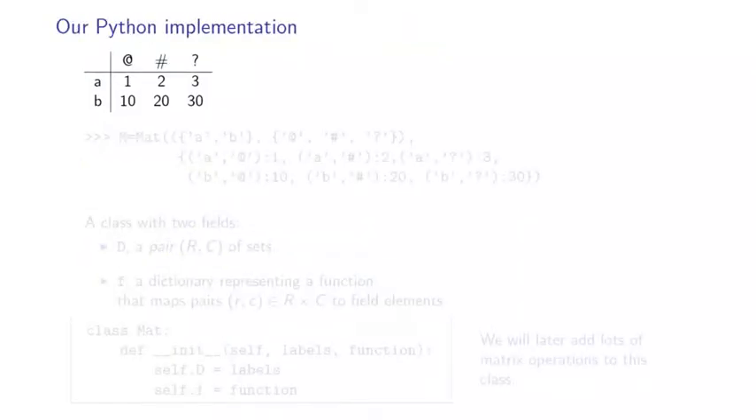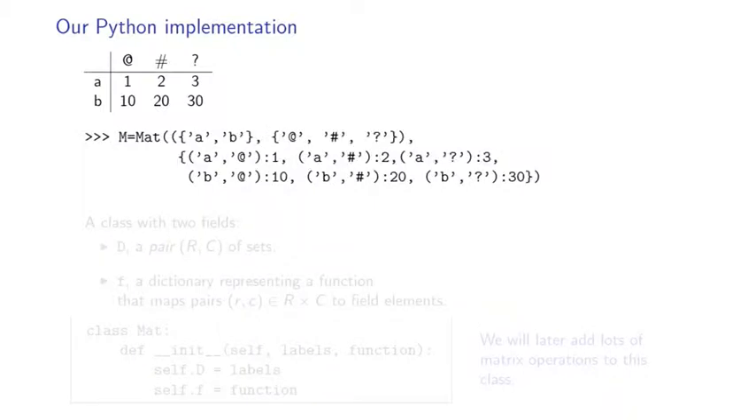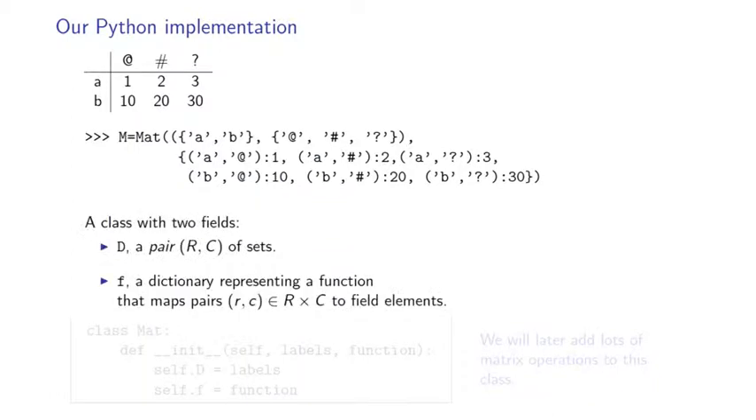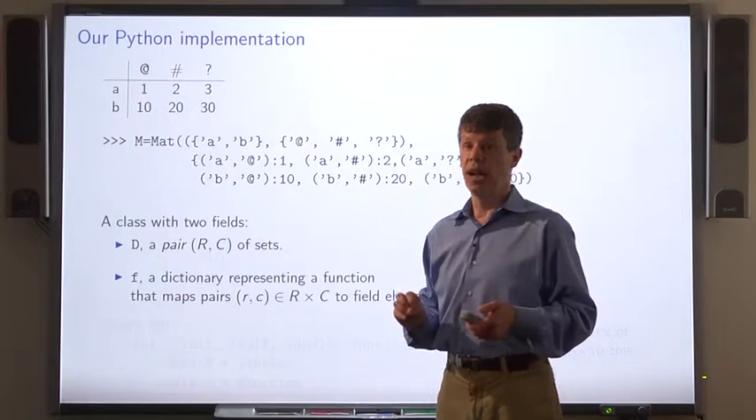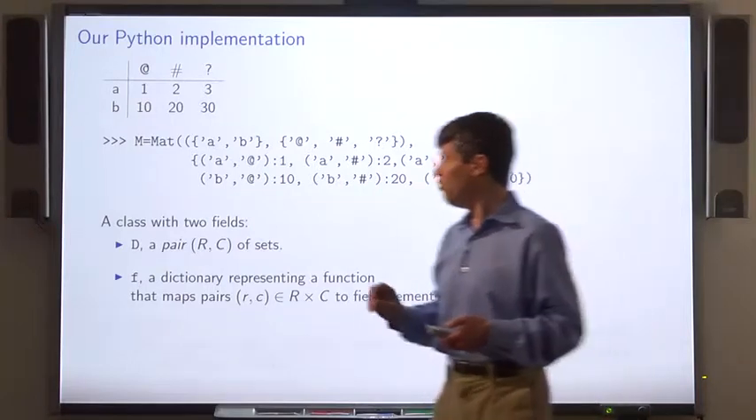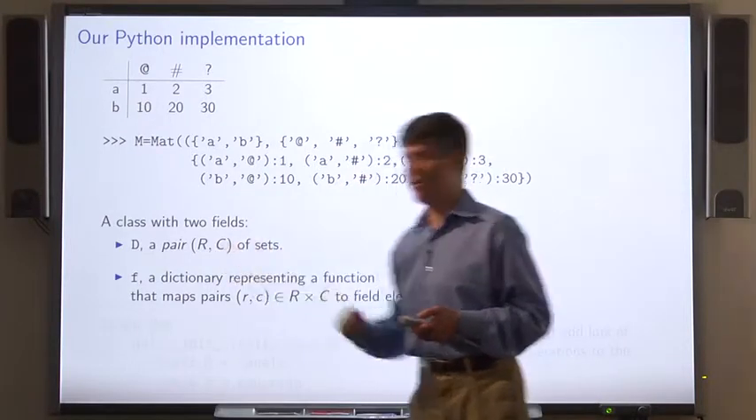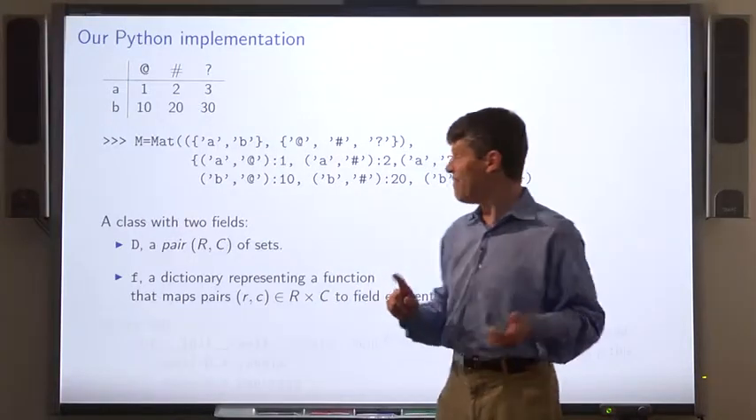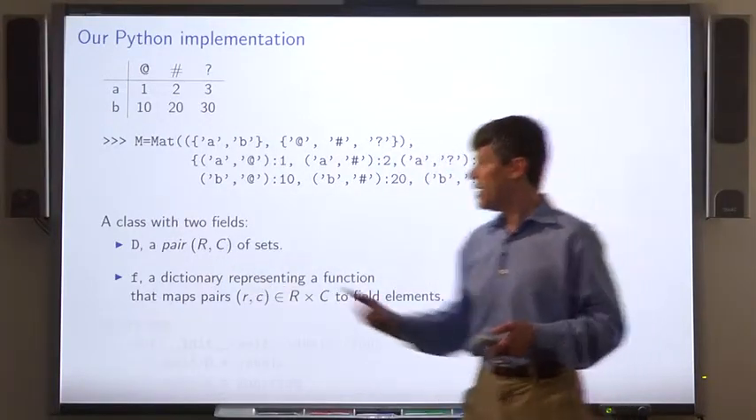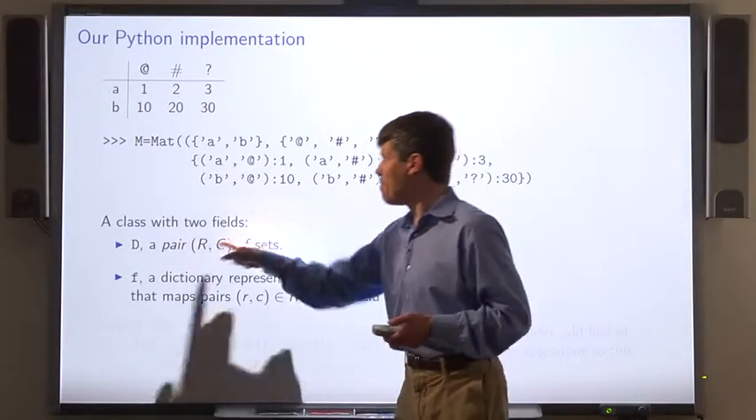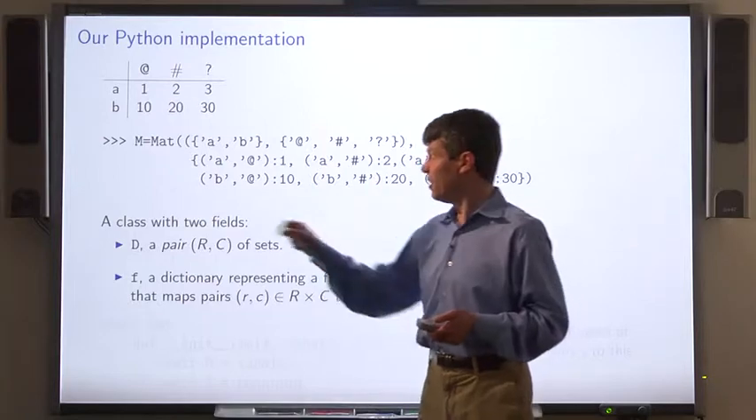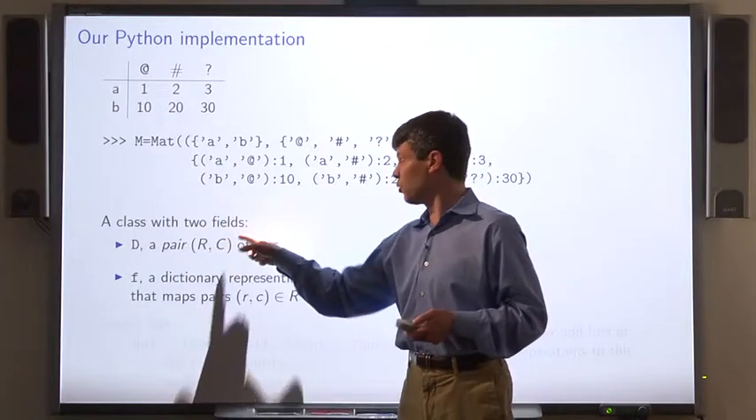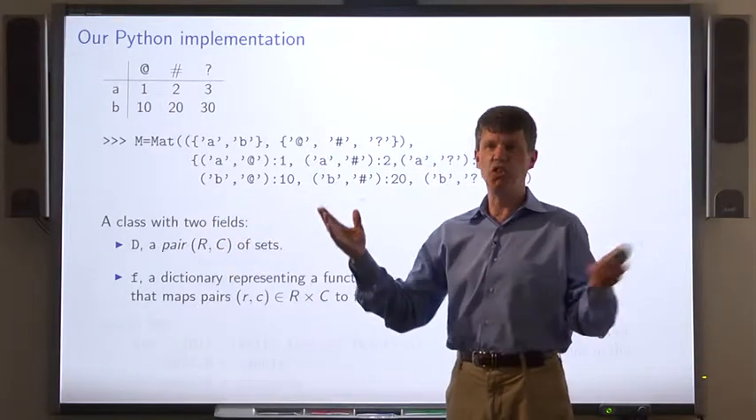Our primary representation for matrices will be using a Python class mat. This is a class with two fields. This is analogous to, but not exactly like, vec. The two fields are D and F. F, just as in vec, is a dictionary. D is, instead of being a set, a pair of sets. You would think that D would be the set that's the Cartesian product of the row labels with the column labels, but that gets too big.